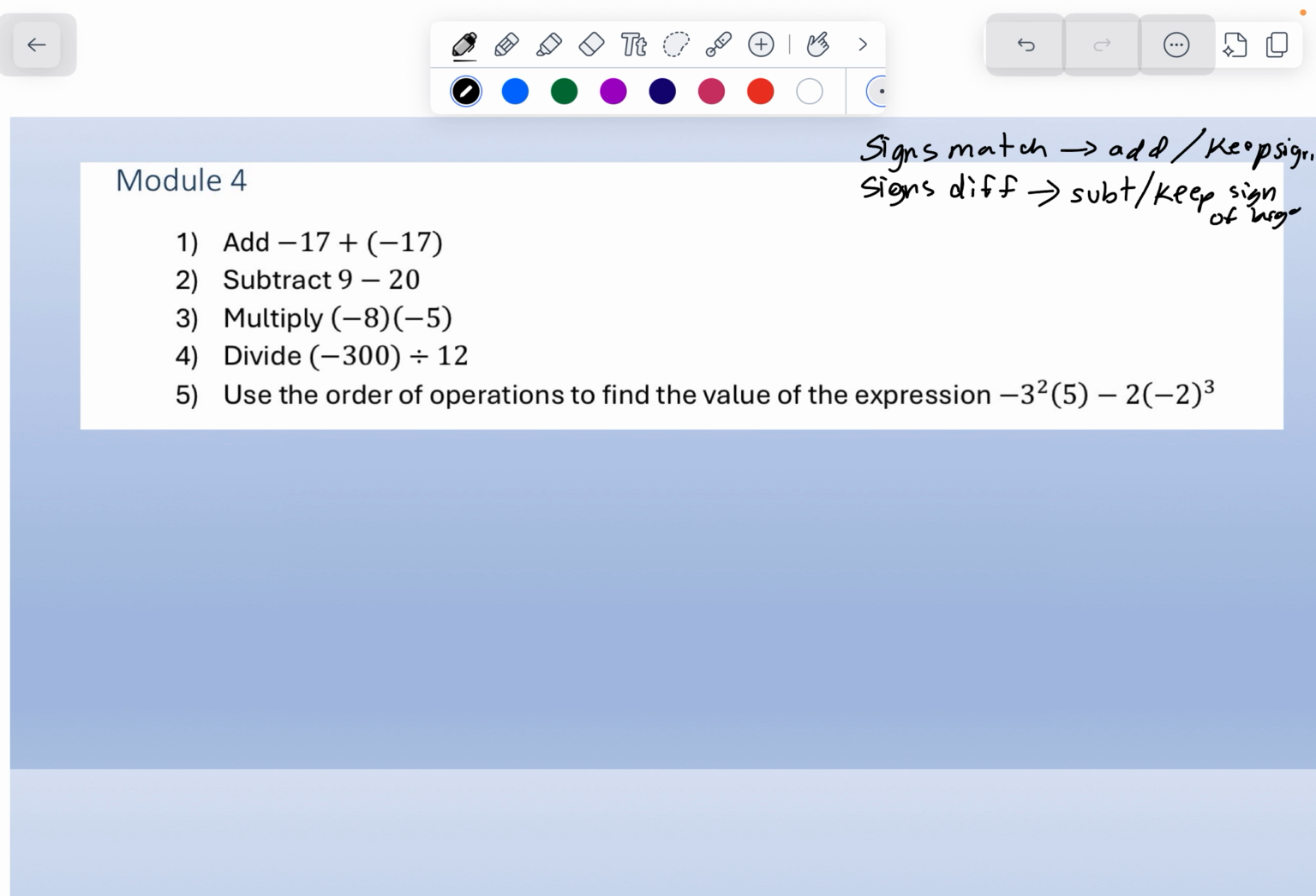Okay? So if you look at number 1, if we're adding a negative 17 with another negative 17, they have matching signs. You can also think about that as negative 17 minus 17, but either way, we're going to add them up, keep the sign. So the answer would be negative 34.